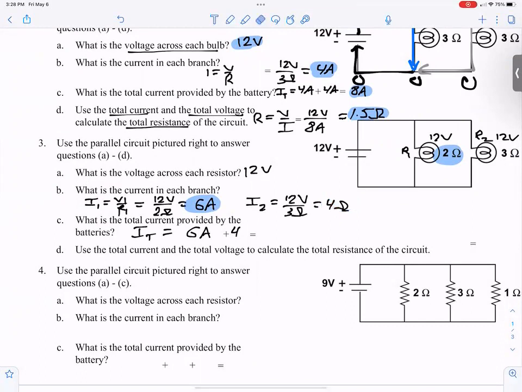Not sure why I wrote 4 ohms. Should be 4 amps rather. Plus 4 amps equals 10 total amps of current. Use the total current and the total voltage to calculate the total resistance of the circuit. So resistance would equal 12 volts divided by 10 amps, which is about 1.2 ohms.